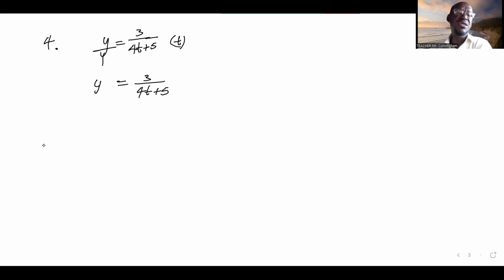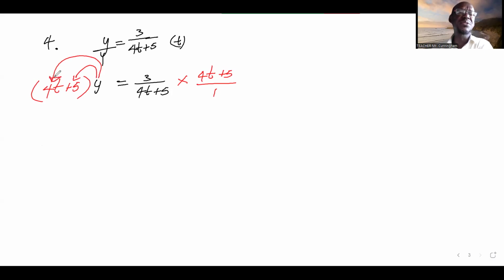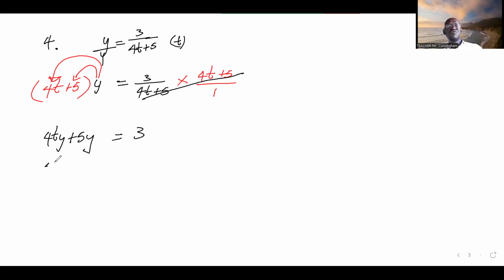But be careful with the y. So I saw people making mistakes with that. All right. If you're going to multiply that, you have to put it in brackets. So it's 4t plus 5. So it's y multiplied by this, y multiplied by this. So keep that in mind. All right. So I saw people making that mistake. This will cancel out. y by 4t is 4ty. y by 5 is 5y. Equals 3. Now, the 5y will move.